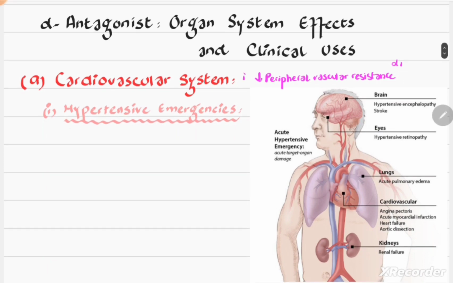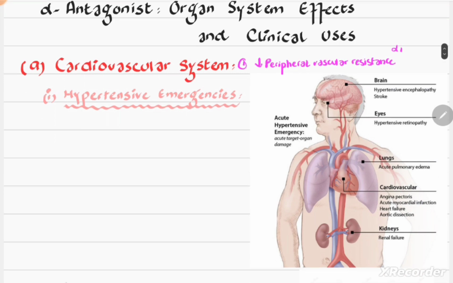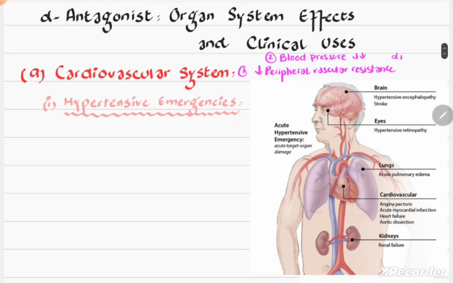And the second thing it does is that it reduces the blood pressure. The blood pressure is reduced, and this effect is also mediated by the blockade of the alpha receptors. So we have a number of clinical applications in terms of cardiovascular system. Number one is the hypertensive emergency.